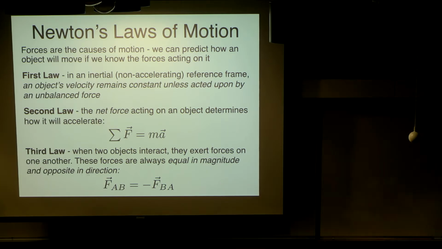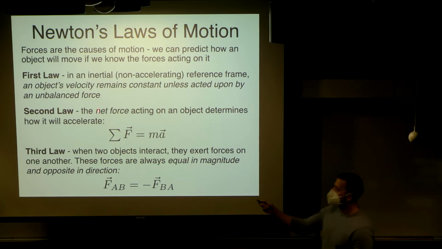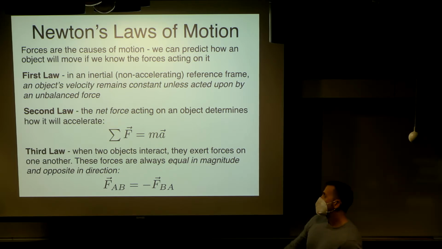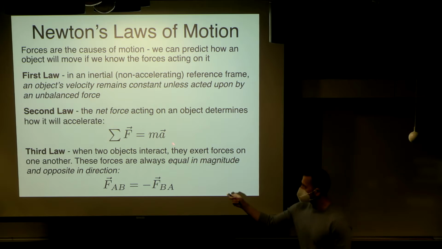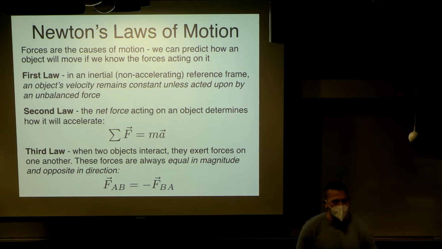The second law deals with what happens when you don't have completely balanced forces. This says the net force acting on an object determines how it's going to accelerate. According to this equation, the net force equals m, which is the mass of the object, times a, the acceleration. So this is really the workhorse for solving problems. Use F equals ma a lot, okay?